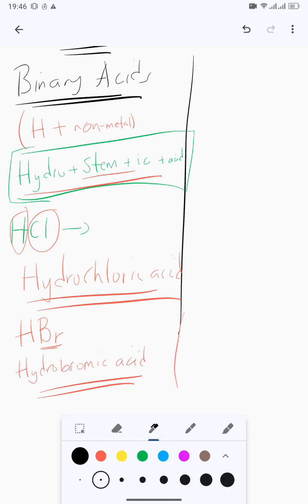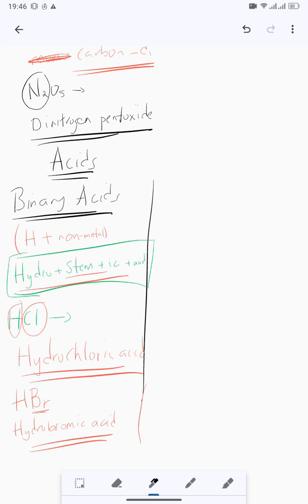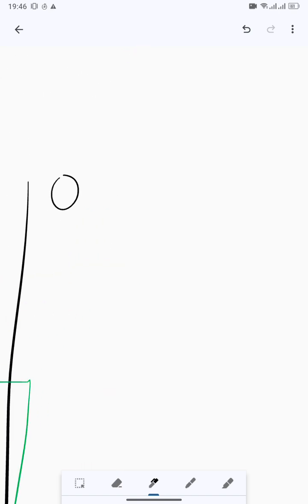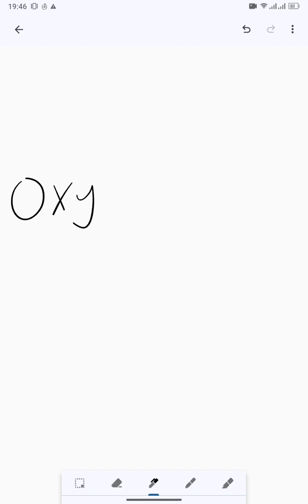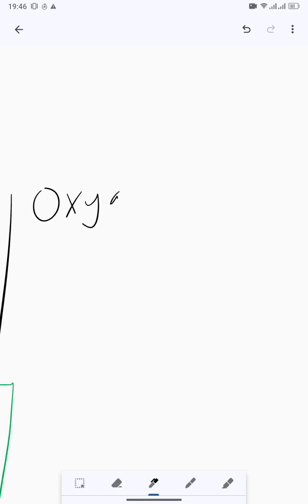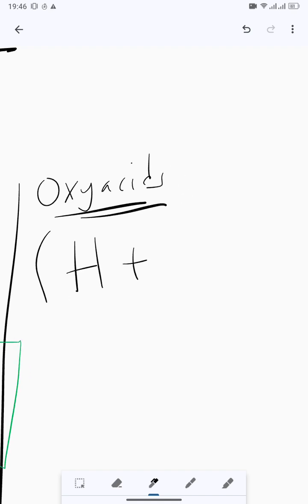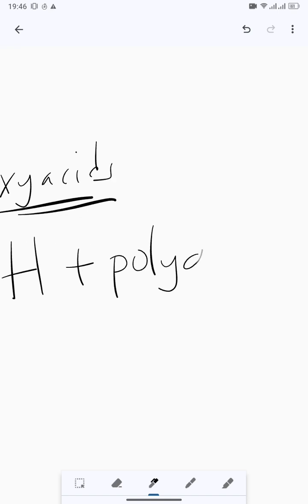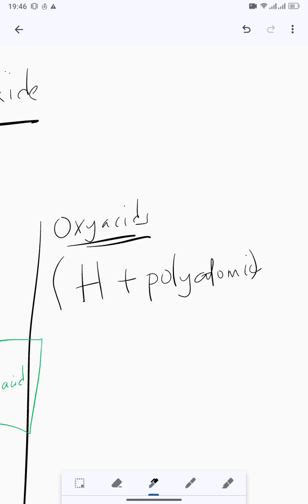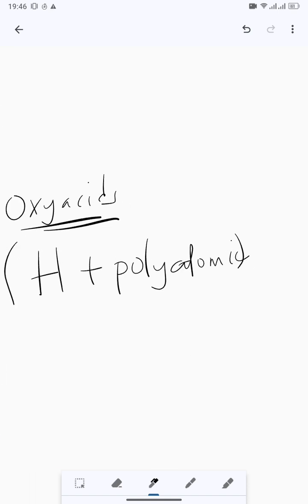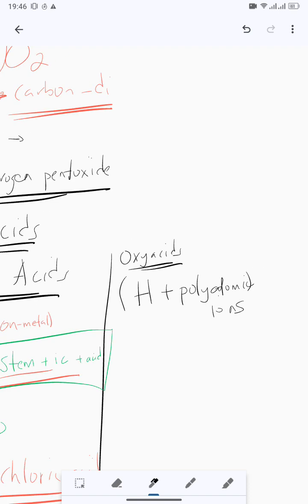Now, in acids we also have something we call oxy acids. So how will you notice that this is an oxy acid? An oxy acid is H plus a polyatomic ion. You see, polyatomic ions, they are back again. So to name oxy acids, if you don't know polyatomic ions, you are cooked, my friend. Yes, you are cooked, because these ones are very simple.